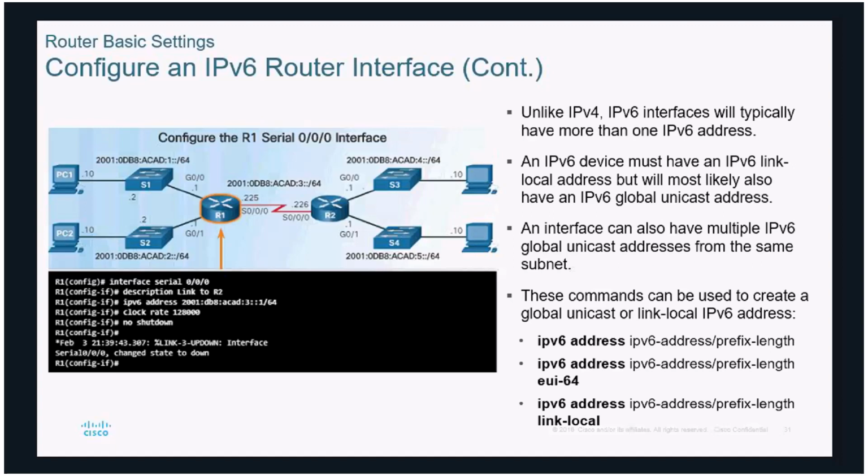Configuring the R1 interface continued. It just says an IPv6 interface must have a link-local address, but will most likely also have an IPv6 global unicast address. So you have two addresses active. These commands can be used to create these addresses, whether they're global unicast or link-local. So you've got ipv6 address, and the difference with link-local is you put that link-local word at the end to create that link-local address.